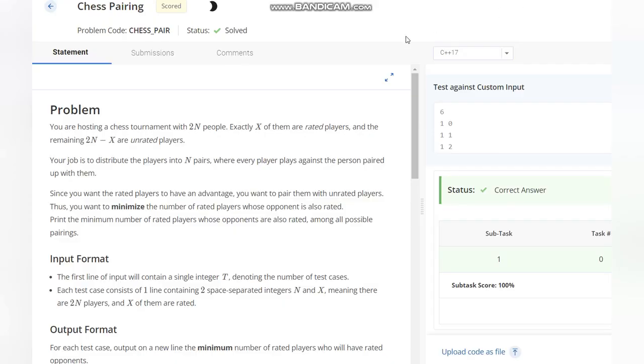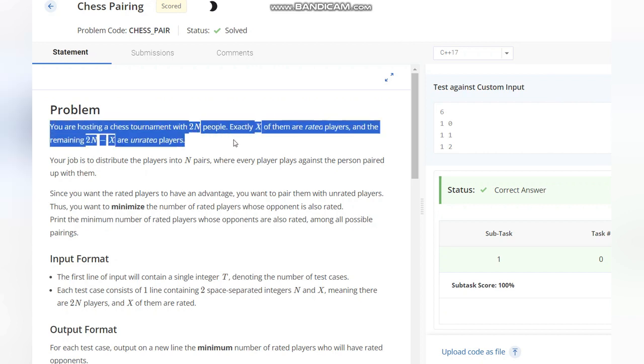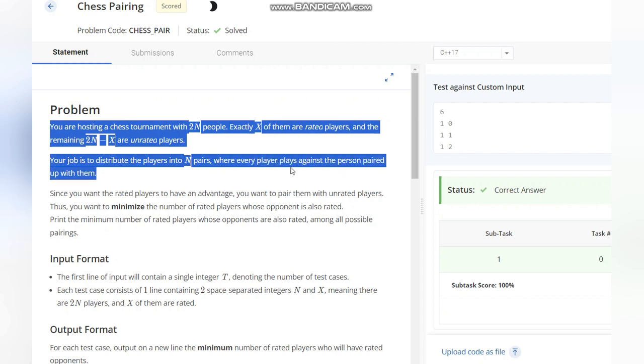Channel. So here we are discussing the question Chess Pairing on CodeChef. The problem states that you are hosting a chess tournament with 2n people. Exactly x of them are rated players and the remaining 2n minus x are unrated players. The job is to distribute the players into n pairs where every player plays against the person paired up with them.